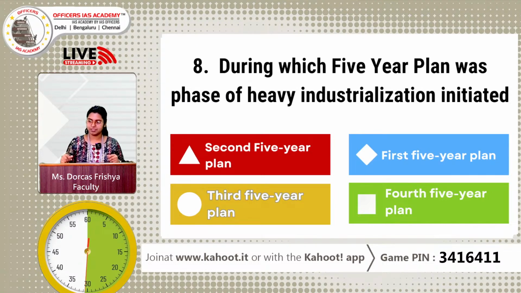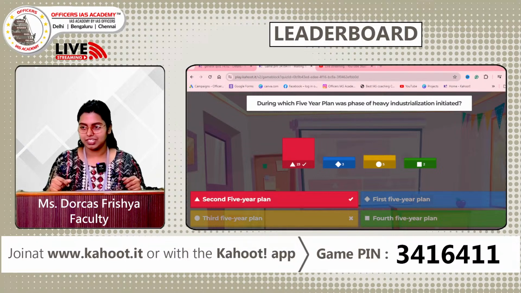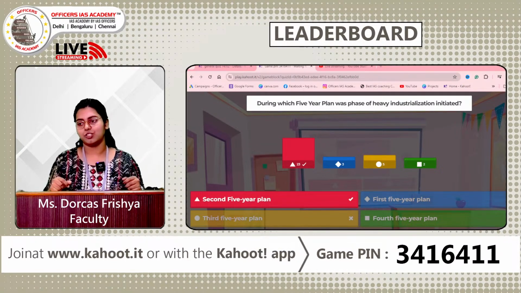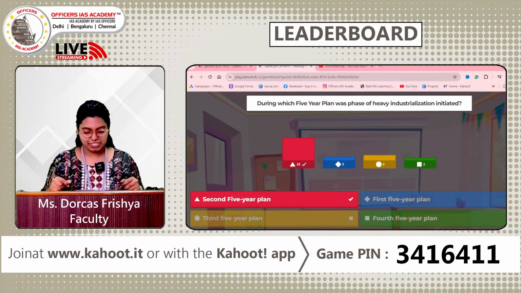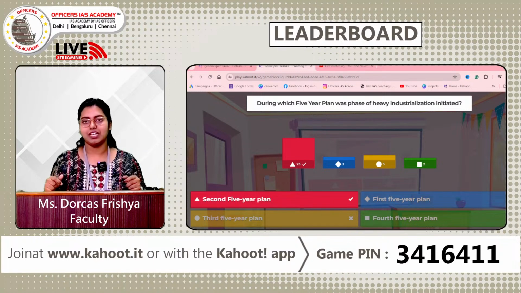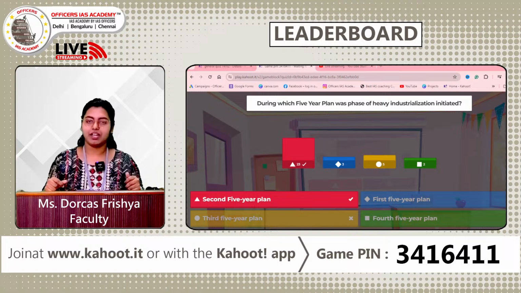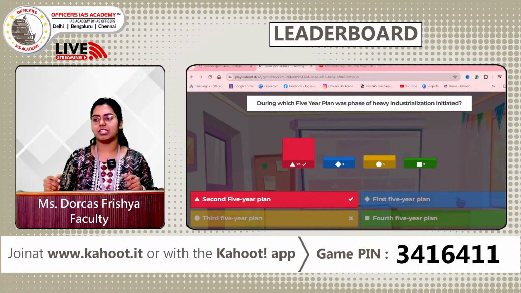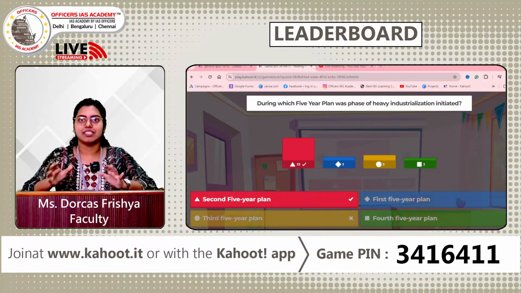So let us see the answer. The correct answer on your screen. I think most of them have got it right. Yes. So your correct answer is color code red, option A, second 5-year plan. From the year 1956 to 1961 was the period of the second 5-year plan, and usually we refer to this period as the Mahalanobis model. Because he was the one who initiated this particular industrialization phase.